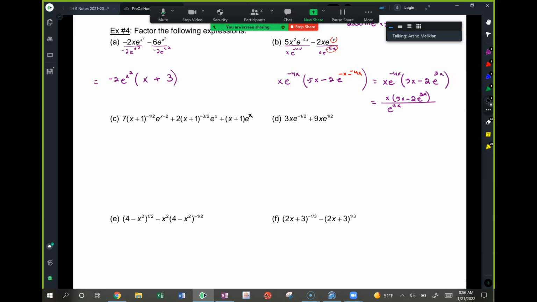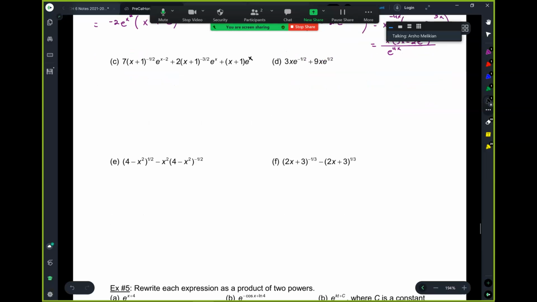The coefficients are 7, 2, and 1, so nothing to factor out there. Then I have this x plus 1 term. Look at the exponents of the x plus 1 term. I have a negative half, negative 3 over 2, and a 1. So of those, which one am I going to factor out? X plus 1 to the power of, which one is the lowest exponent? Negative half, negative 3 over 2, or 1? Negative 3 over 2, yeah? So I'm going to factor out x plus 1 to the power of negative 3 over 2.